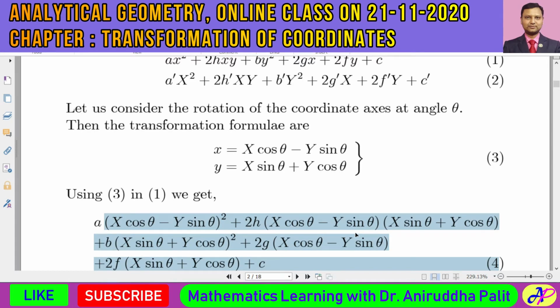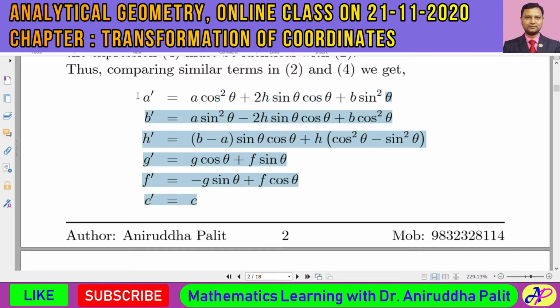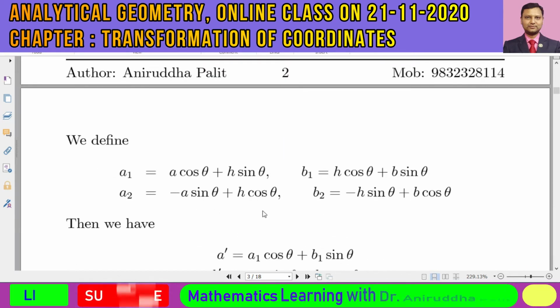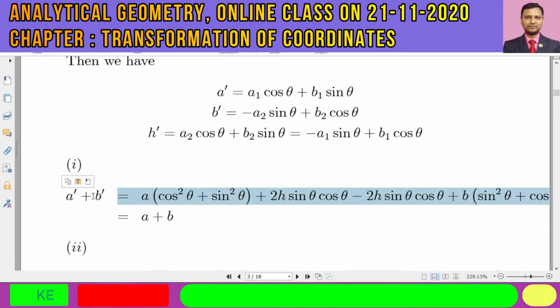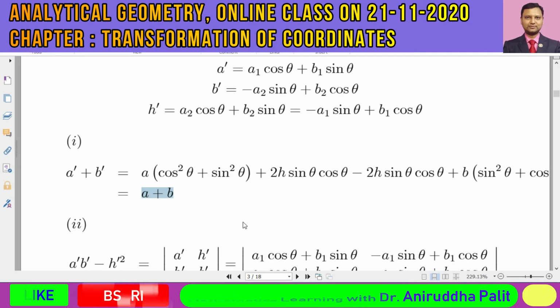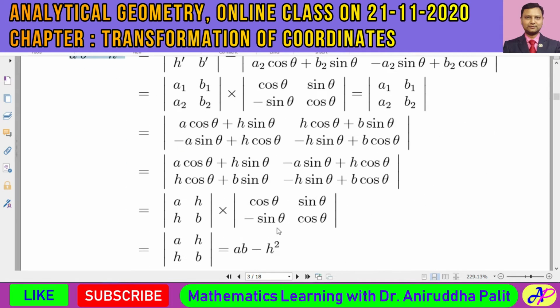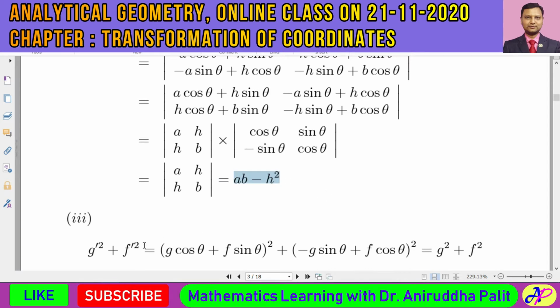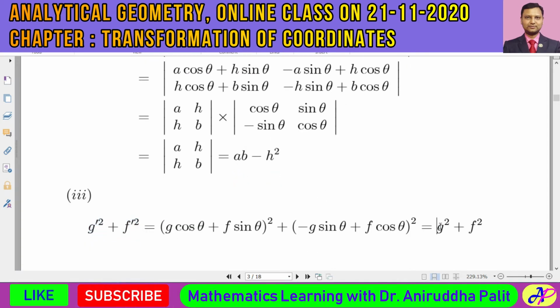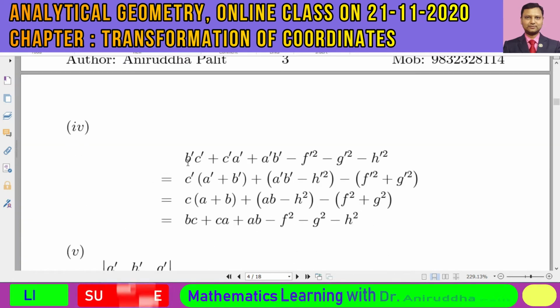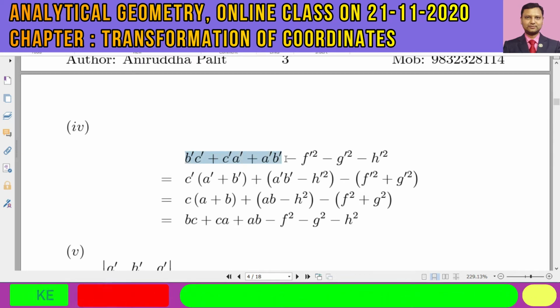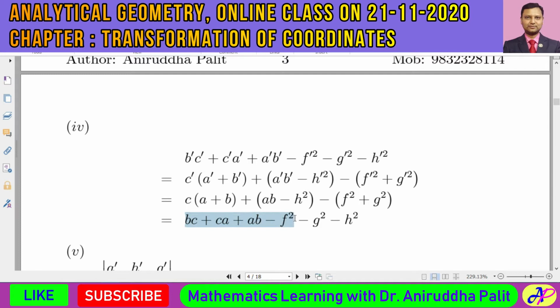Finally, we got this transformation formula: a prime, b prime, h prime, g prime, f prime, c prime can be written in this way. With the help of these results, we proved that a prime plus b prime is equal to a plus b. Similarly, a prime b prime minus h prime square is equal to ab minus h square. G prime square plus f prime square is equal to g square plus f square. And finally, we proved that b prime c prime plus c prime a prime plus a prime b prime minus f prime square minus g prime square minus h prime square is equal to bc plus ca plus ab minus f square minus g square minus h square. So that was the last result we proved in our previous class.